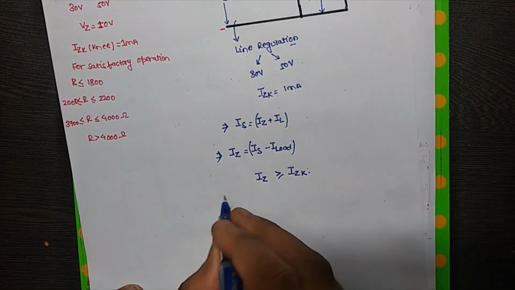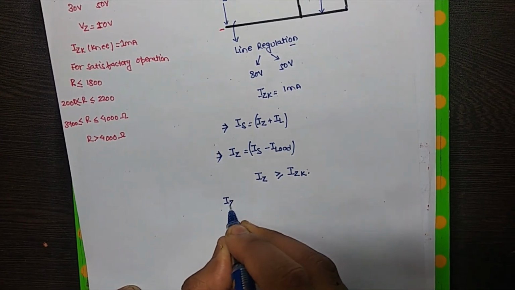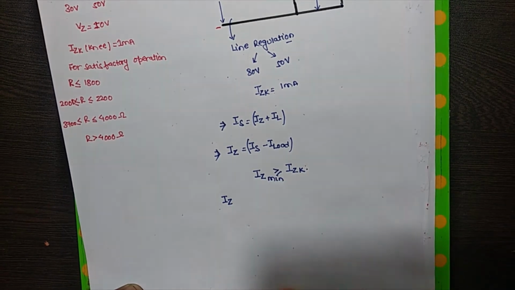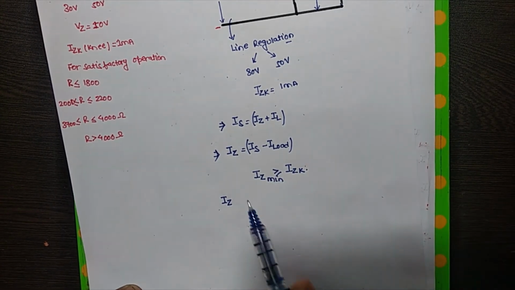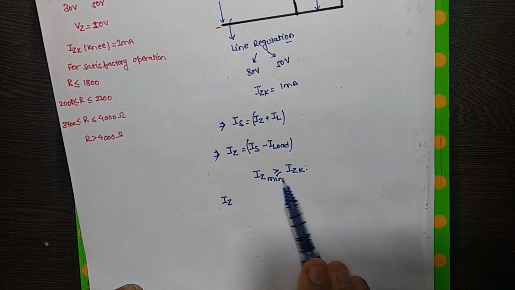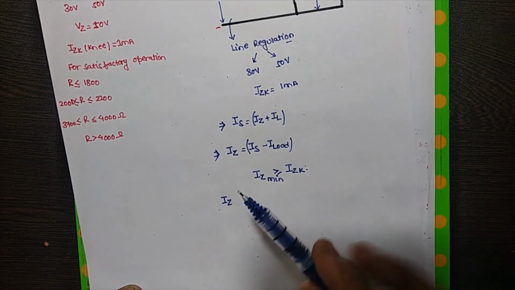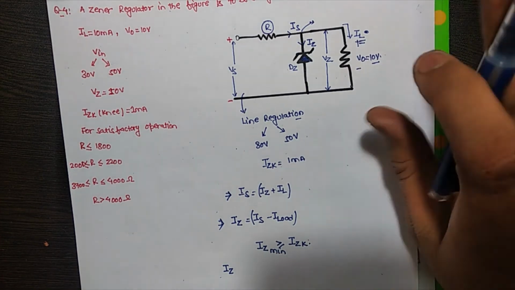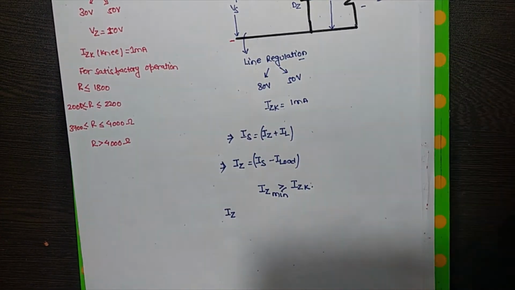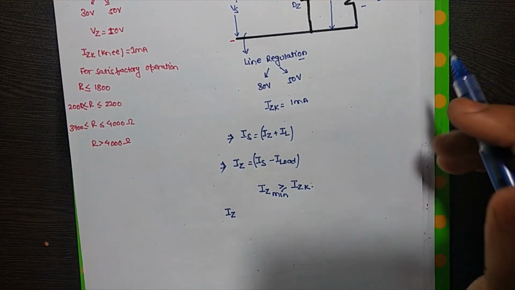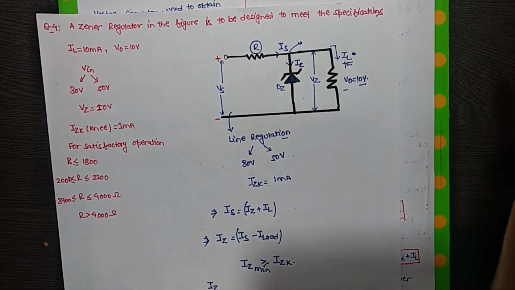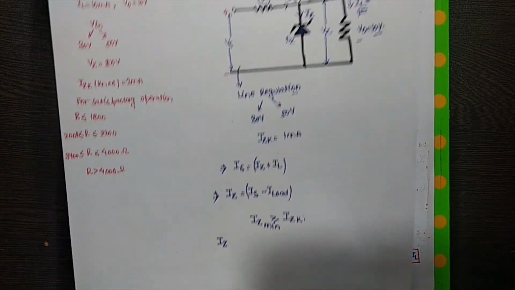So IZ minimum should be at least IZ knee, so that this regulator will work in satisfactory mode. In satisfactory mode, the circuit will not get hampered, the diode will remain intact, and the voltage across the load will be constant. This is the operation and function of this Zener diode regulator.